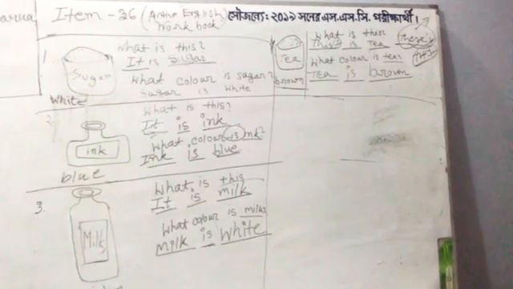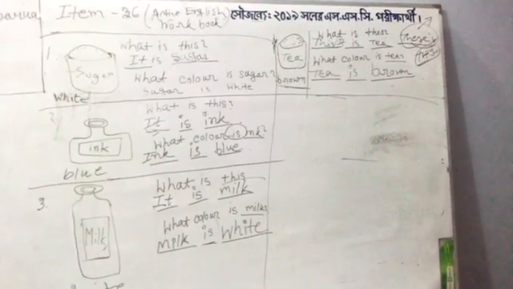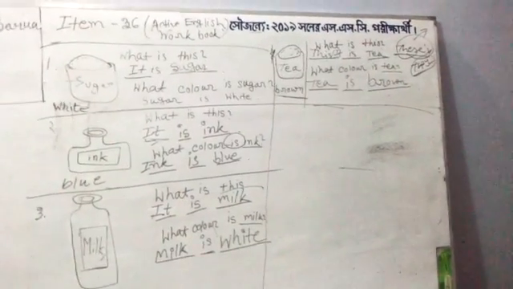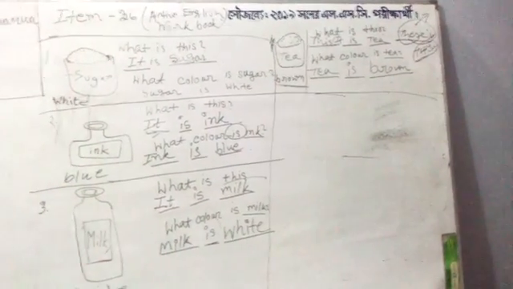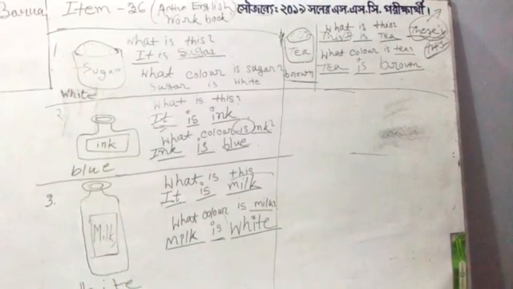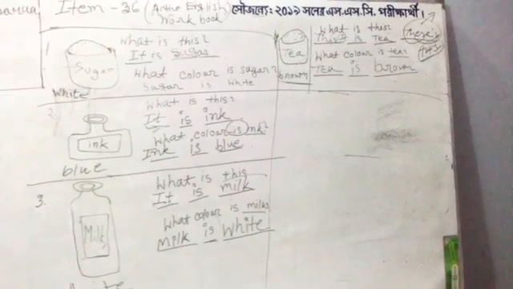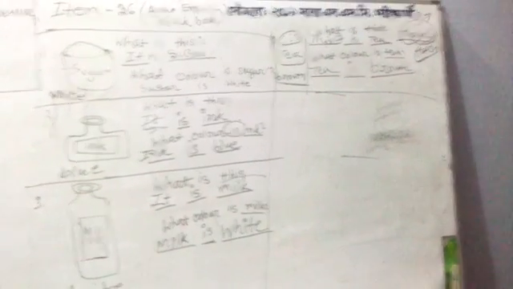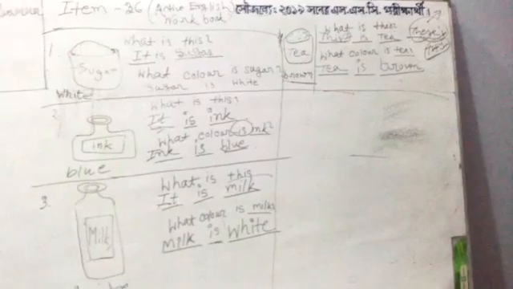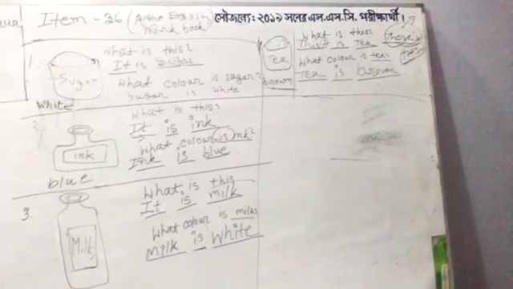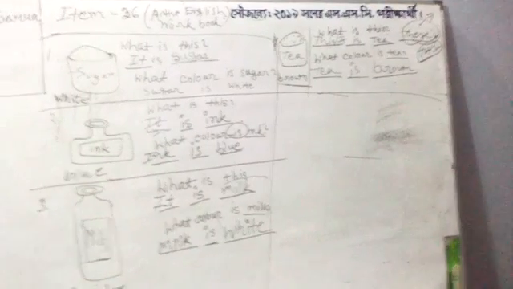Number one: we can see a sack of sugar. It is full of sugar. So what is this? It is sugar, or this is sugar. As the pronoun it is already given here, we will go with it. We will not use this or that, but if you want you can, no problem. So it is sugar. What color is sugar? As it's been mentioned that sugar is white, so sugar is white.